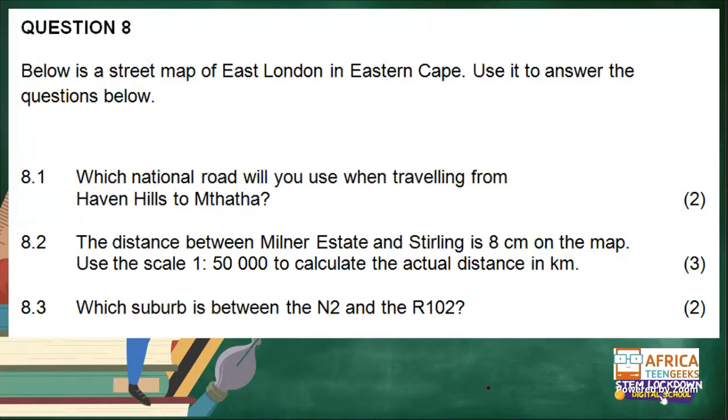Okay, last question for the day. Only 3 questions, so today's lesson is pretty short. It reads question 8. Below is a street map of East London in Eastern Cape. It says use it to answer the questions below. So first of all, study the map.